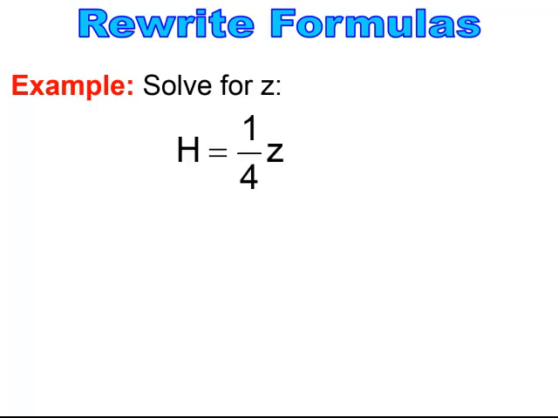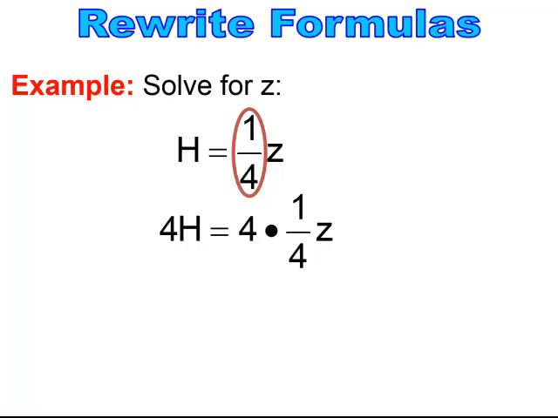Now in this case, I want to get z by itself, and I have a fraction attached to the variable. Now when you have a fraction attached to a variable, to get the variable by itself, you need to multiply by the inverse or the reciprocal of that fraction. So when I have 1/4, the reciprocal would be 4/1, which is simply 4. So when I multiply here, I'm going to be multiplying both sides by 4 to isolate z.